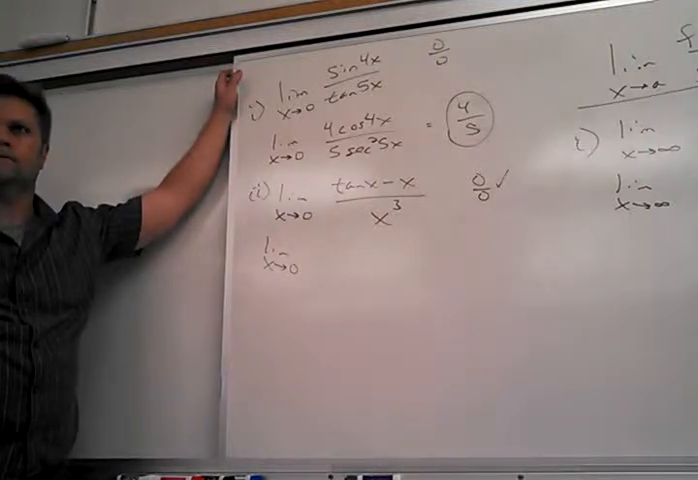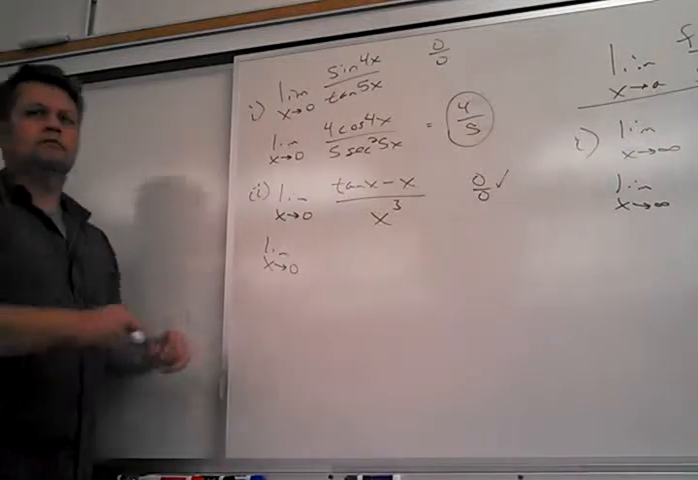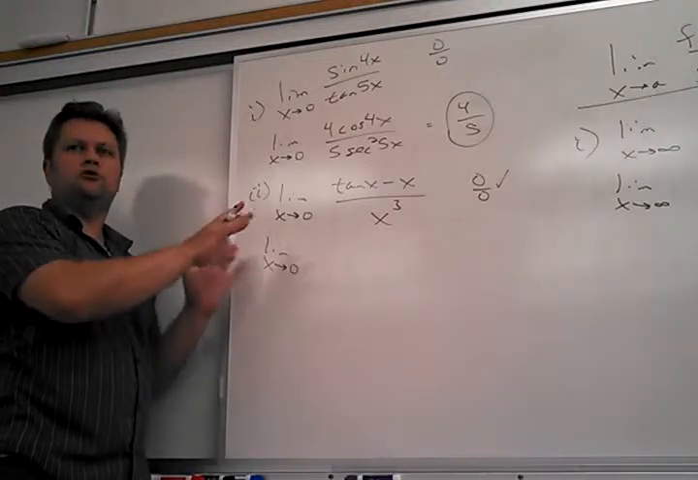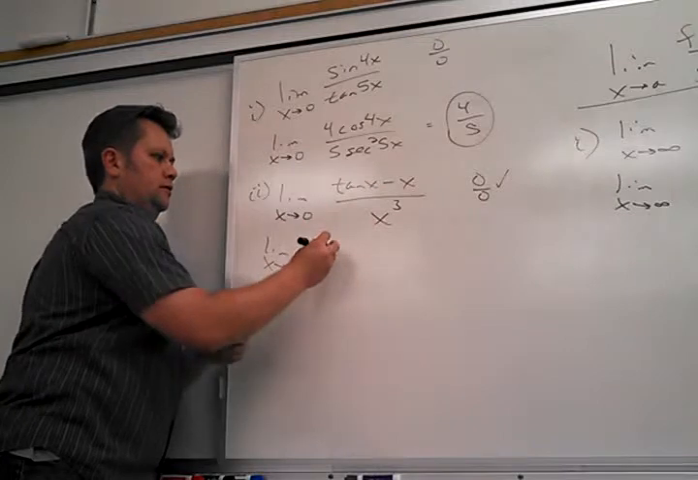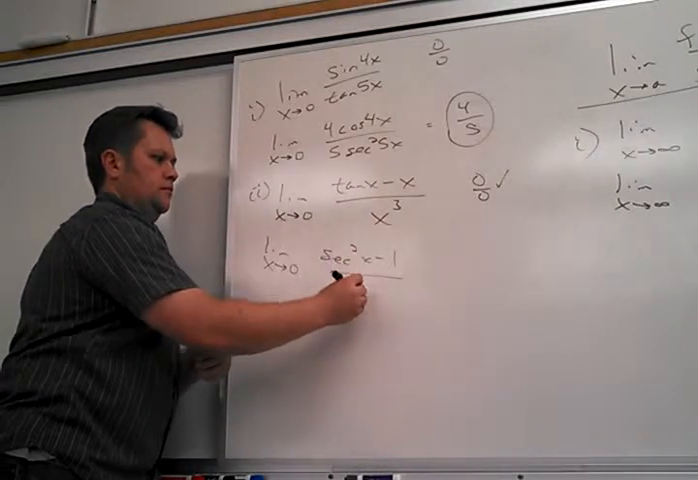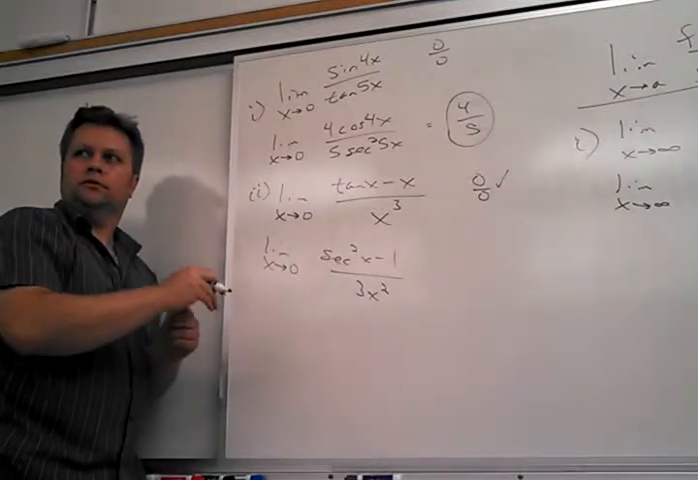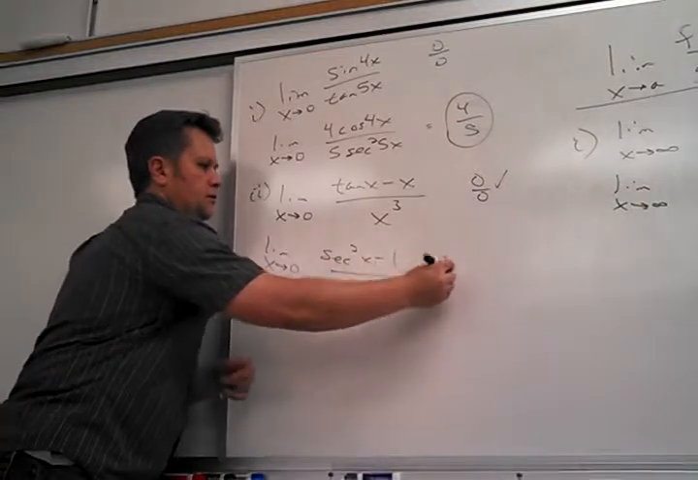Product rule once you get down further. So again, you got to be really careful about this. The quotient rule doesn't come into this, right? What's the derivative of the top? Secant squared x by 1, and the derivative of the bottom, x squared. So is it still indeterminate? Yeah, secant squared 0 is 1 minus 1 is 0. 3 times 0 is 0.